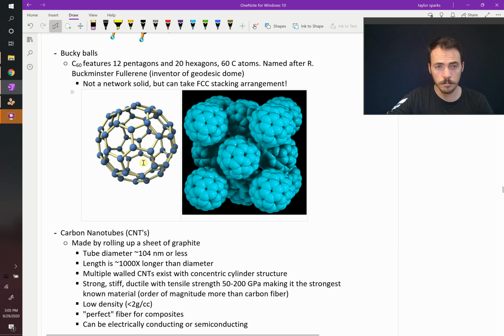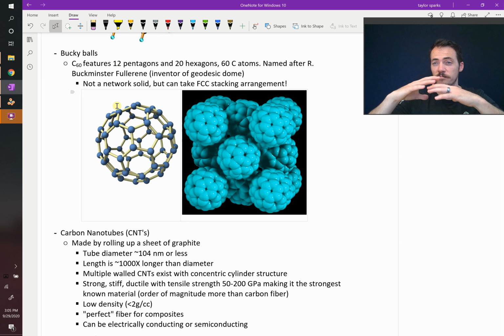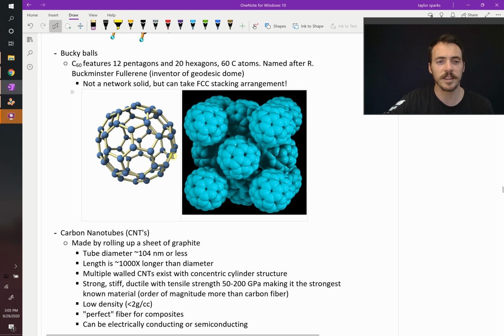If you took these buckyballs themselves, you could form an FCC lattice, and people have shown that you can do that, which is pretty slick. But the buckyball itself is made up of 60 carbon atoms. If you look at this, there are 12 pentagons and 20 hexagons, and it was named after Buckminster Fuller, the same guy who invented the geodesic dome, which you've seen if you've driven down to southern Utah and seen those funky buildings that look like geodesic domes, half domes sort of like that.